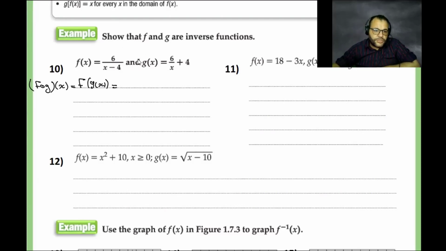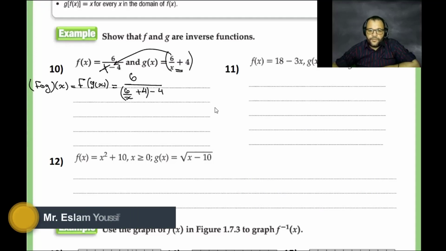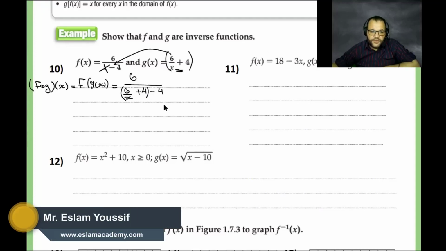So I would replace here x with 6 over x plus 4. So it will be 6 over x plus 4, minus 4. You understand this point or not? You get this one? I just remove x and replace it with 6 over x plus 4. Just replace it here. Any problem for this one?